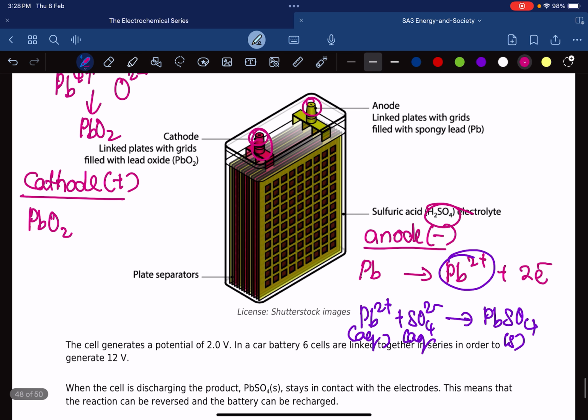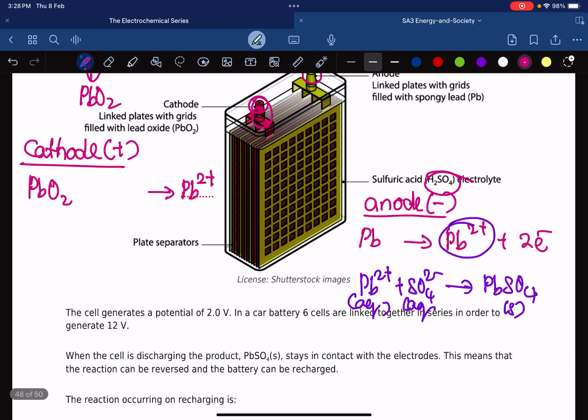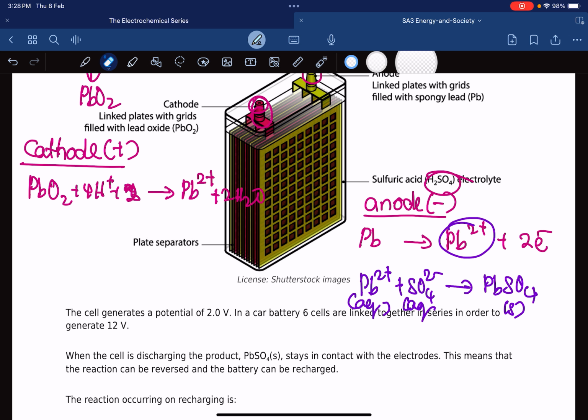Here what happens is lead 4 oxide undergoes a process called reduction. It becomes Pb2+. So from here it was oxidation, right? Pb becomes Pb2+. Now if we balance the equation under acidic conditions, we add 2 water here, we add 4 hydrogens here, and we add 2 electrons to balance off the charge on both sides.